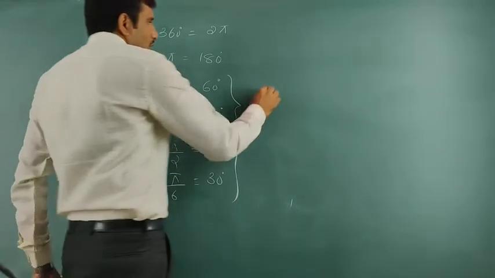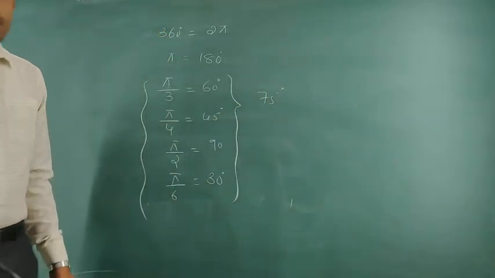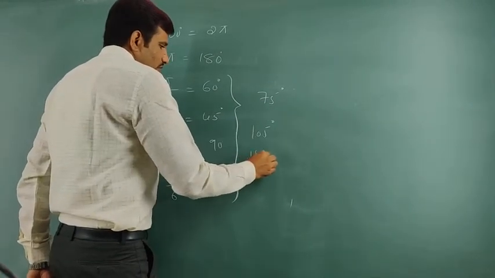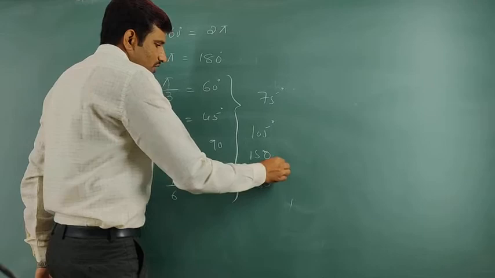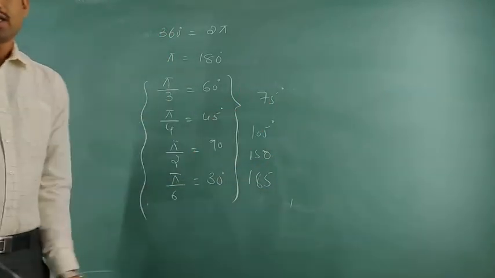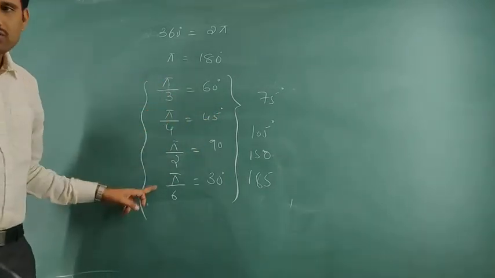But how can we convert? 75 degrees means how many radians? Or 105 degrees means how many radians? 150 means how many radians? 185 means how many radians? We can convert angles in degrees to radians, and similarly we can convert radians into degrees. But these are the standard values we already know.